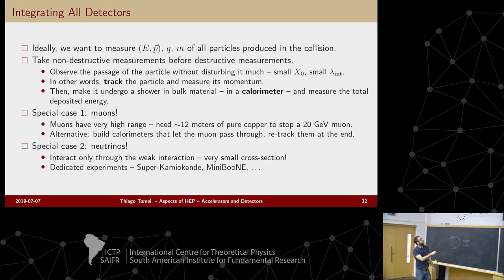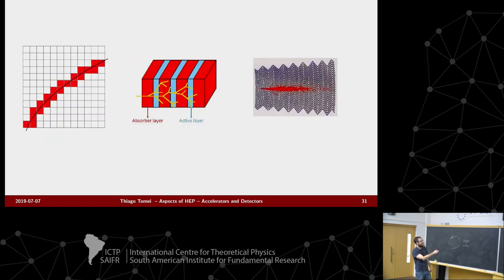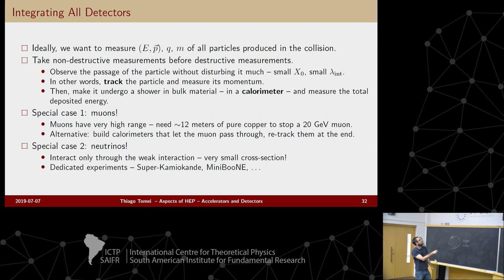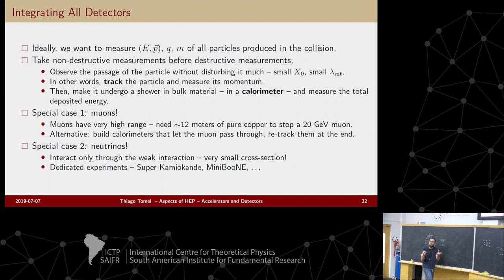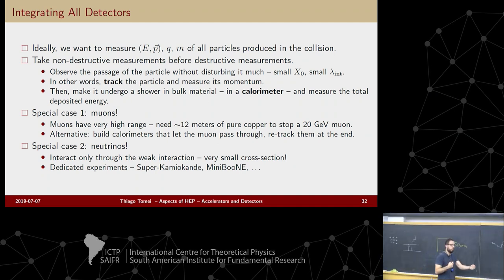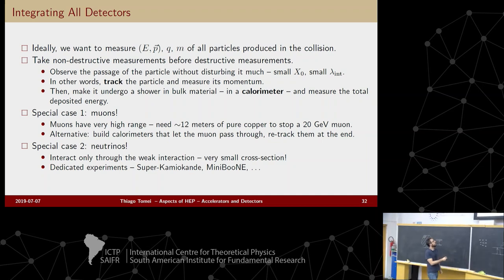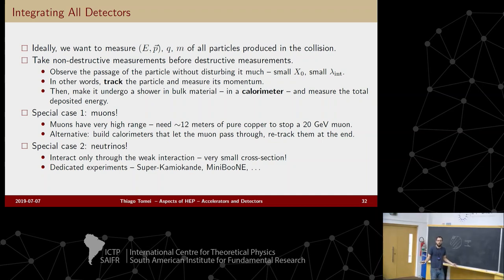So implement a tracker with a material of small x0 and small lambda interaction. Track the particle, literally follow it through this. Measure its momentum. And then make it undergo a shower. And you tune your calorimeter in order to be better for electrons and positrons and photons, or better for hadrons, because you have two handles, x0 and lambda int. And you're set. You can detect all of those particles that I spoke to you before.